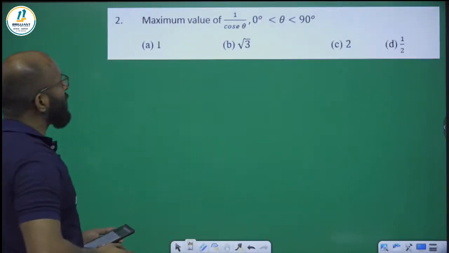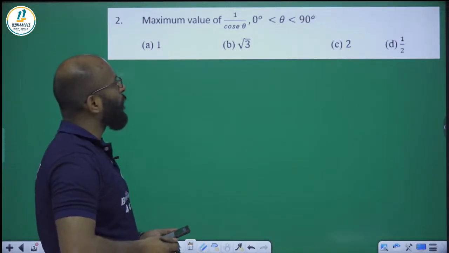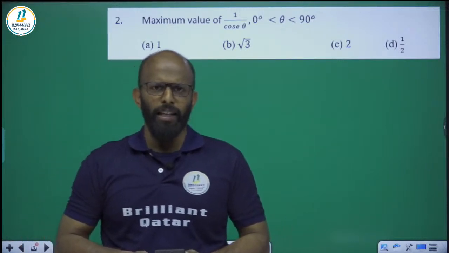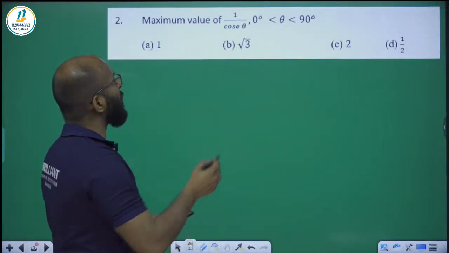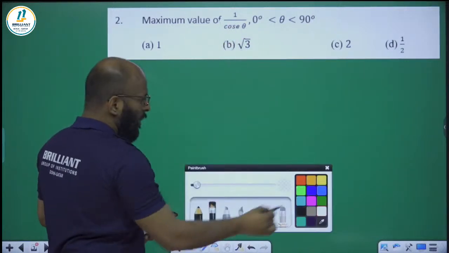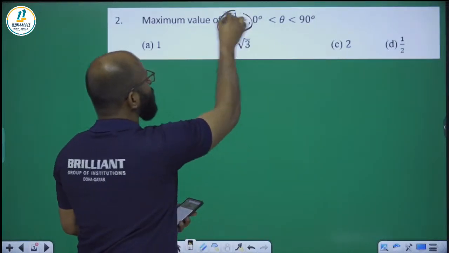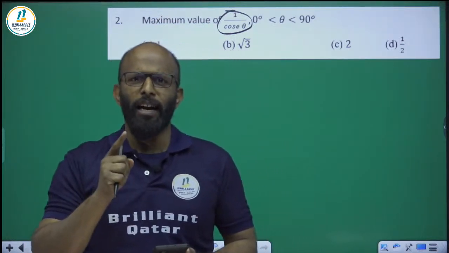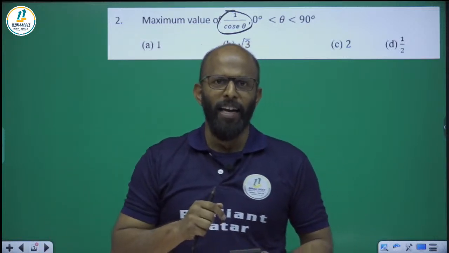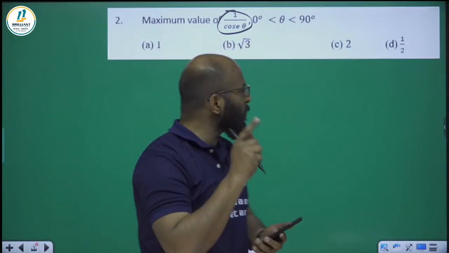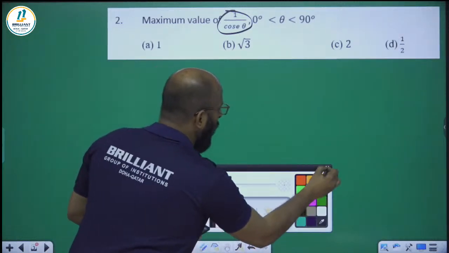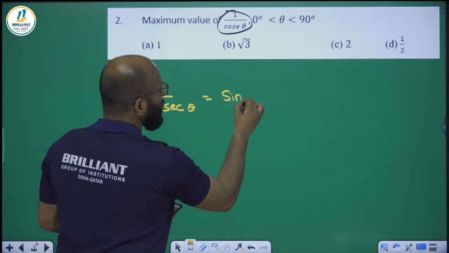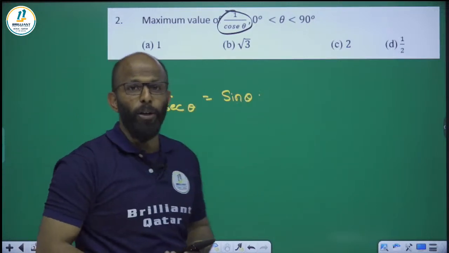The second question is: the maximum value of 1 by cosec theta, where theta varies from 0 to 90 degrees. In this type of question, most of them make a mistake. Look here, the given expression is 1 by cosec theta. You know that cosec theta is the reciprocal of sin theta. So 1 by cosec theta is equal to sin theta.